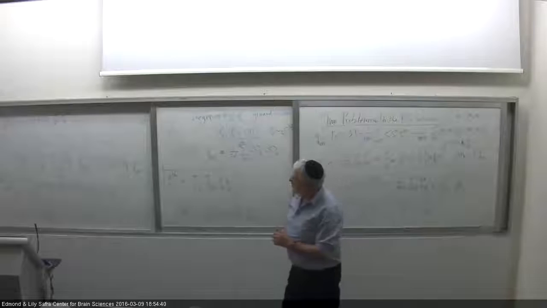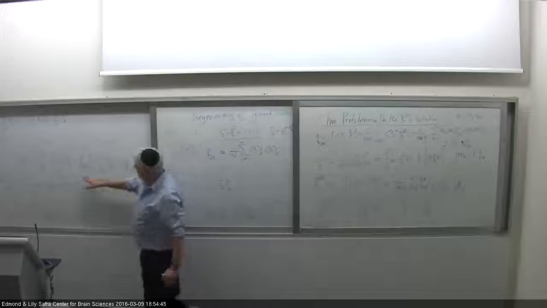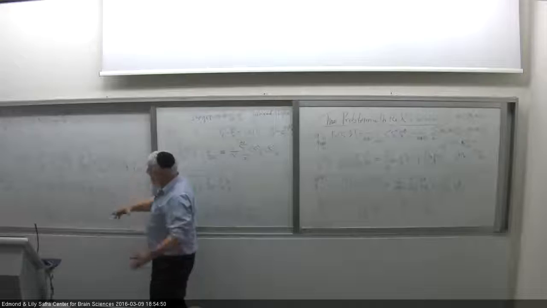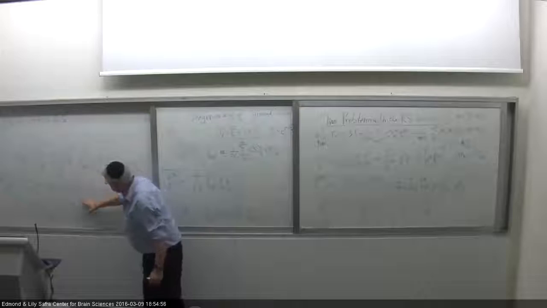So again, P of Q starts with this sum. I break this sum into two terms. This is the self-overlap. This is the overlap between different wells. And one can show, I'm not proving it, but I'm saying that this part exactly corresponds to this delta.